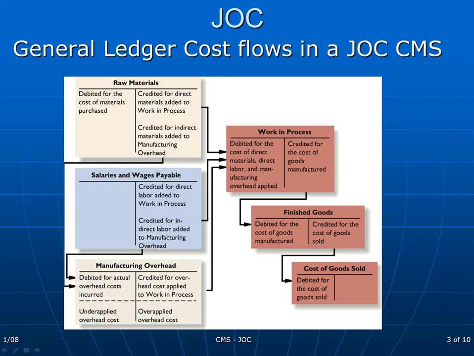Now let's take a look at our manufacturing overhead account. Our manufacturing overhead account is a temporary account, which means that it has a zero balance at the beginning of the period. And if it has any balance at the end of the period, that balance needs to be closed out so that it has a zero beginning balance at the beginning of the next period.